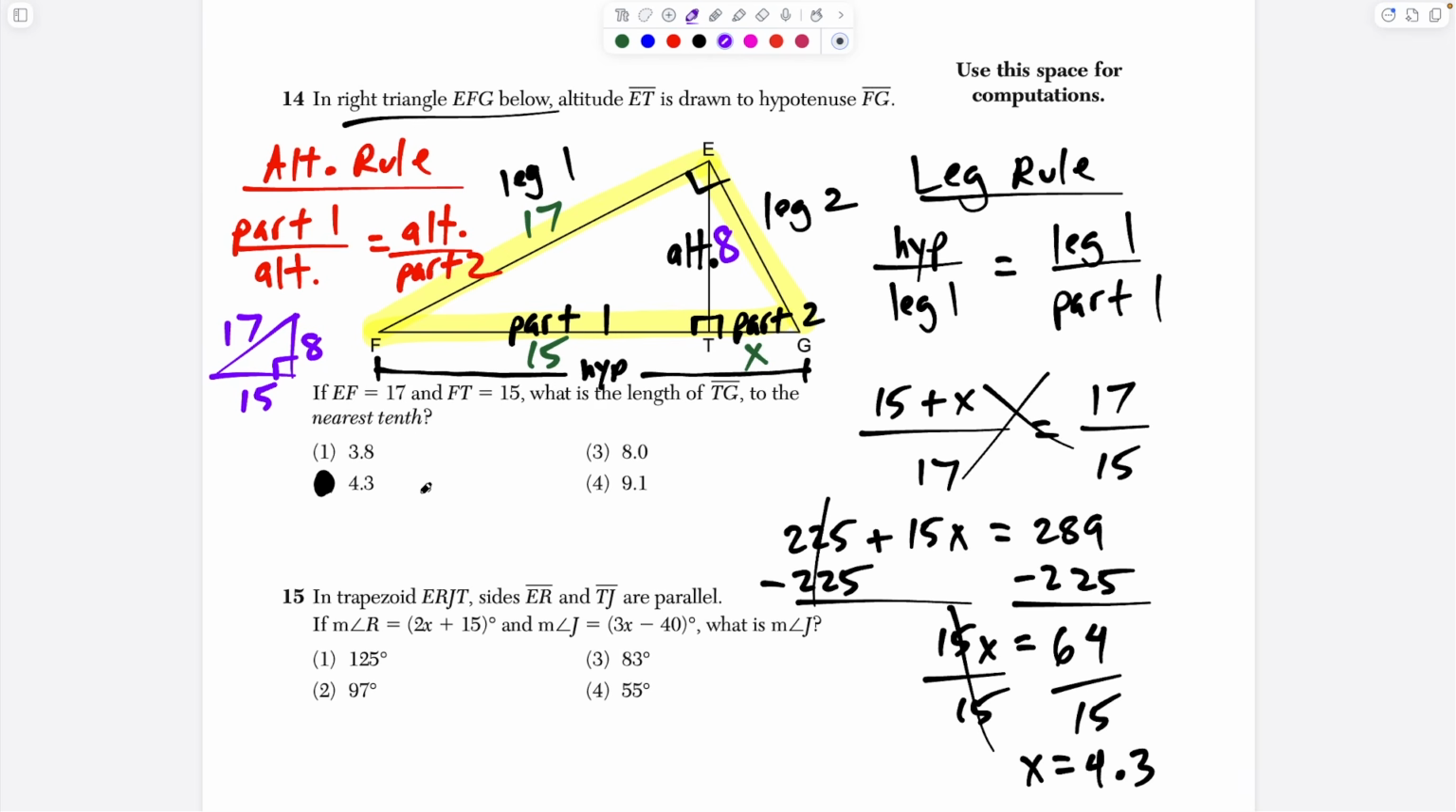So I have part 1, which is 15, over the altitude 8 equals the altitude 8 over part 2, which is x. And then I cross multiply, and notice I get 15x equals 64, and this gives me the exact same thing that we have over here. x is still equal to 4.3.